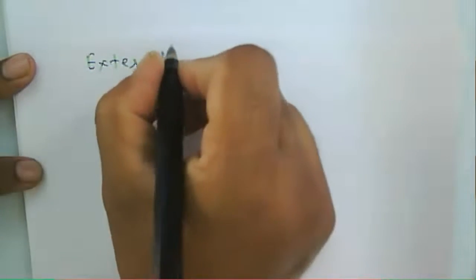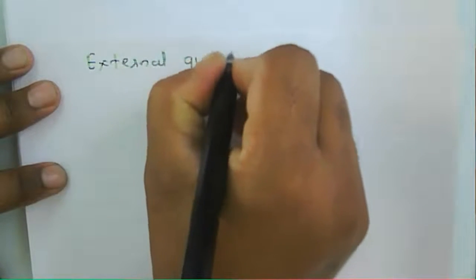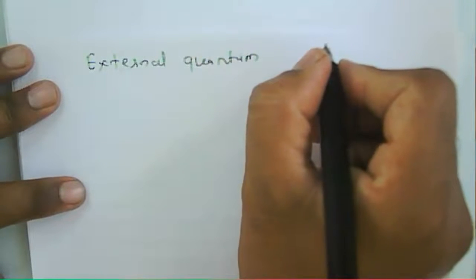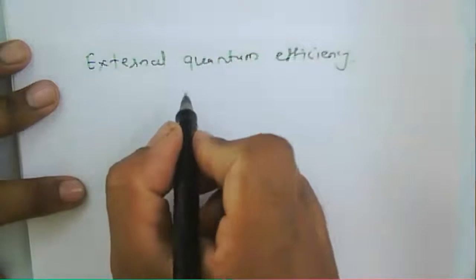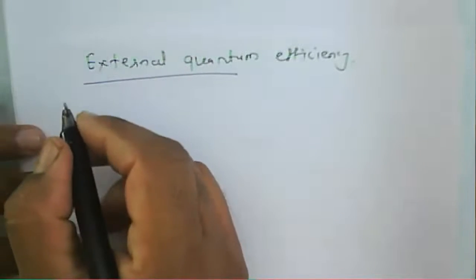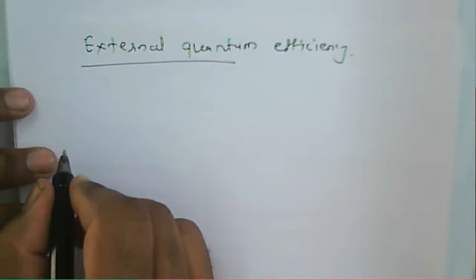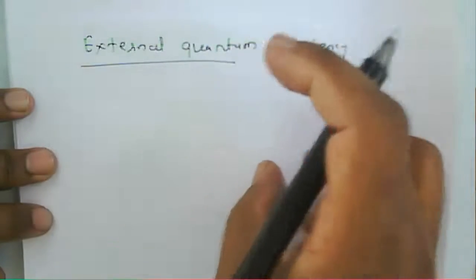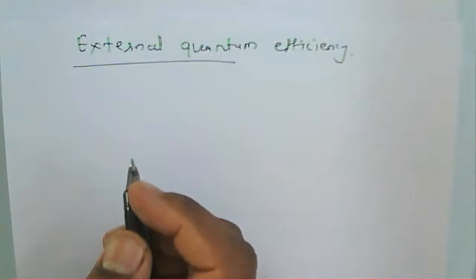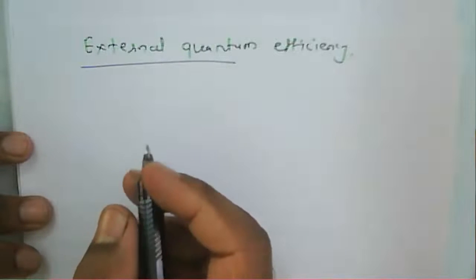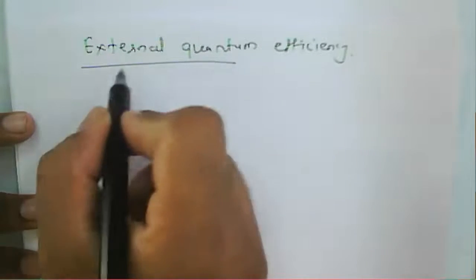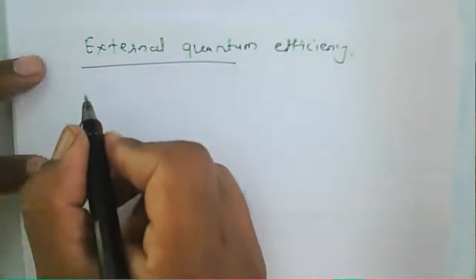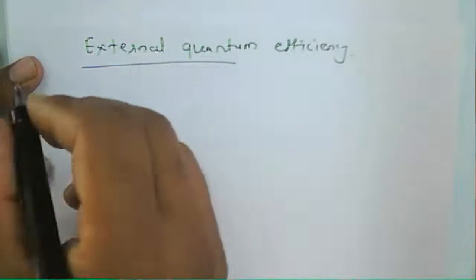So that's why we need to consider the photons emitted from this light emitting diode. For that we need one more factor, the external quantum efficiency. The external quantum efficiency gives the power that is emitted from the light emitting diode and propagates through the fiber. It is the ratio of the number of photons emitted from the light emitting diode to the number of internally generated photons.